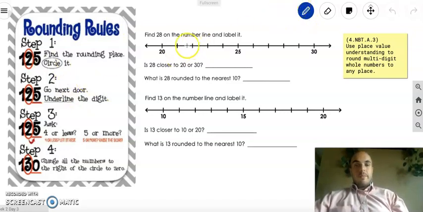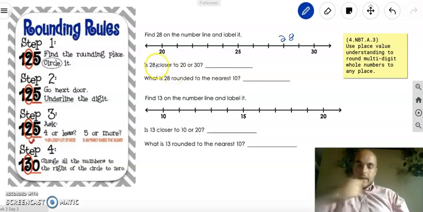All right, so here's an example. I have a number line, and I want to find the number 28 on the number line and label it. So I'll notice that I have 20 to 30 here, and it goes up by ones. So I have 21, 22, 23, 24, 25, just to check. So now I'm going to find 28: 26, 27, 28. So I have 28 right here.